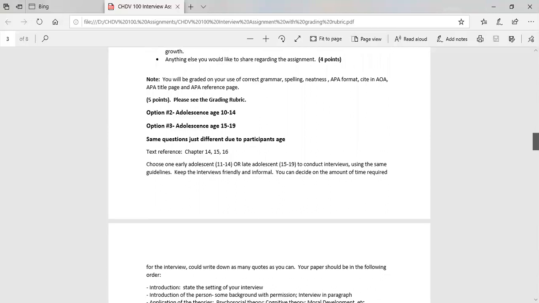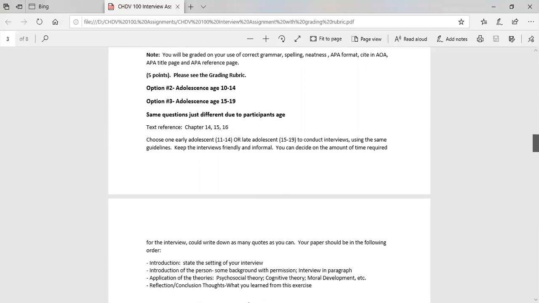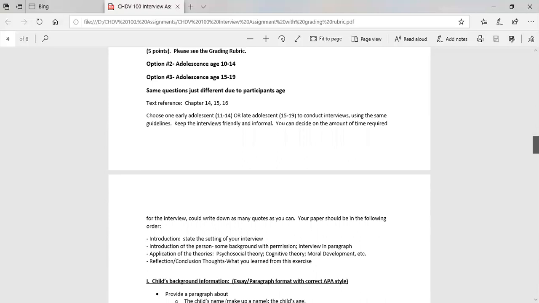So the other 2 options, option 2 and option 3, it just determines what's the age of the child, but the questions you're asking the child are still the same. So it's still similar to the above option, it's just different questions. If you have a child 10 to 14, that's going to be option 2. If you have a child or young adult 15 to 19, it'd be option 3, but the questions are still the same. Now for these 2 options, the chapters you're going to be looking at are 14, 15, and 16.